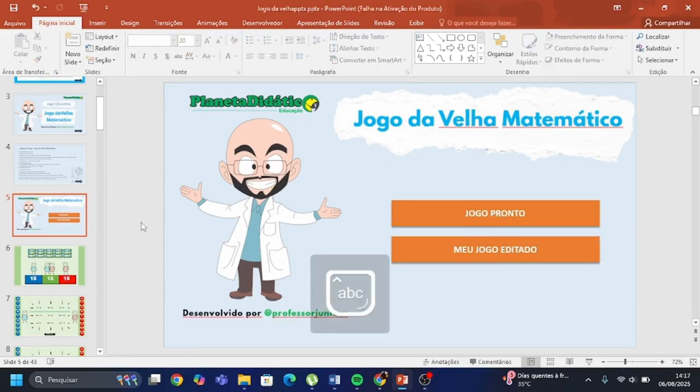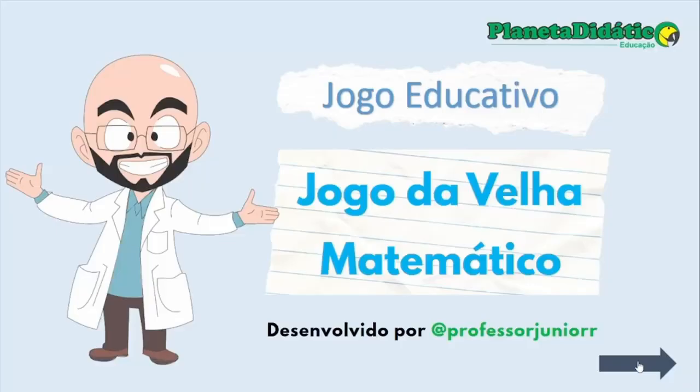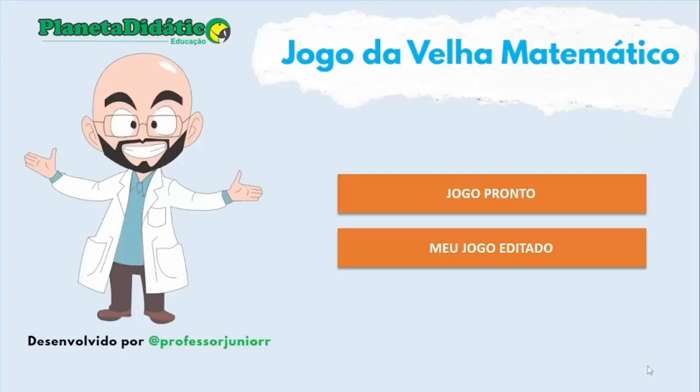Now, let's start a game to see how it turned out. I come here to the slideshow and go here to the left corner. I click on from the beginning, then I go through, click the arrow to move forward here. I have a ready-made game, which is the game I make available to you, and I have my edited game, which is the one I edited. If I'm going to use the game I edited, I'll click here on My Edited Game to use the game I edited.